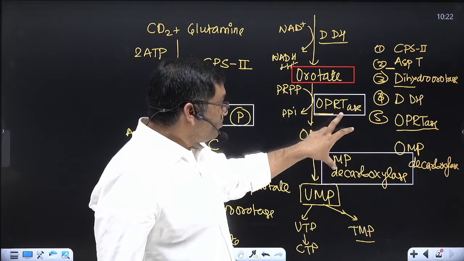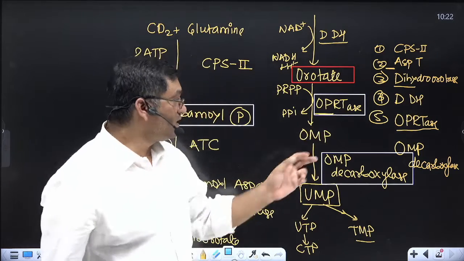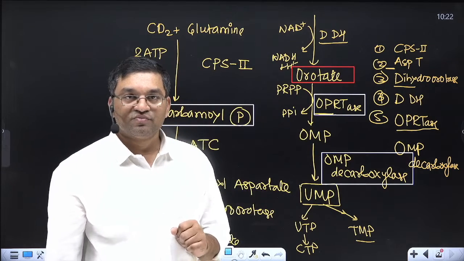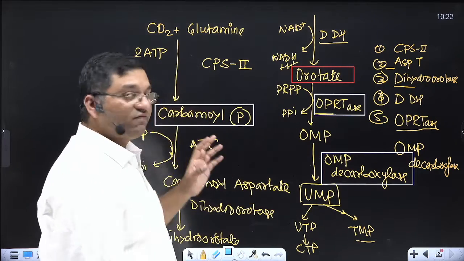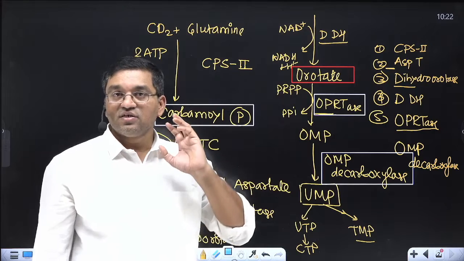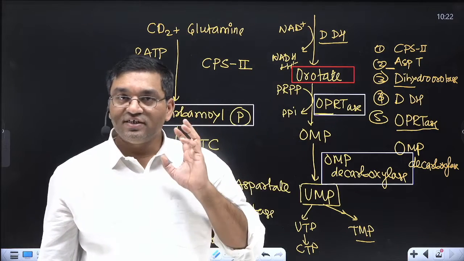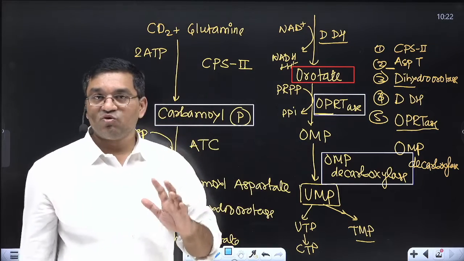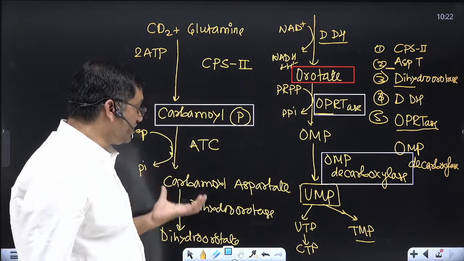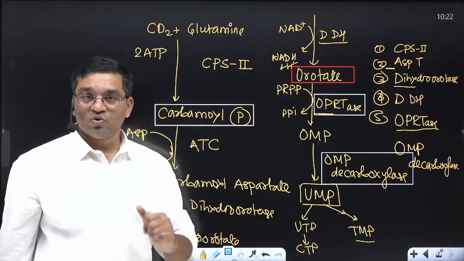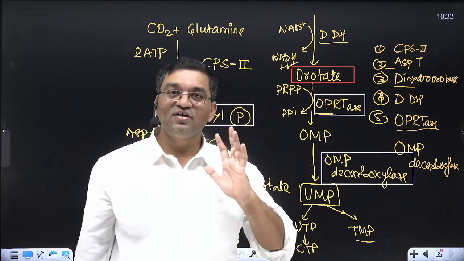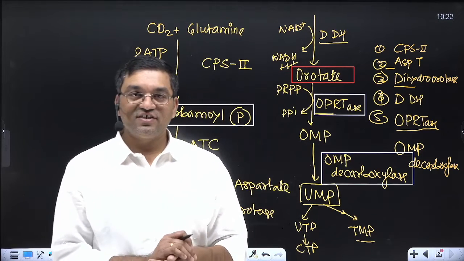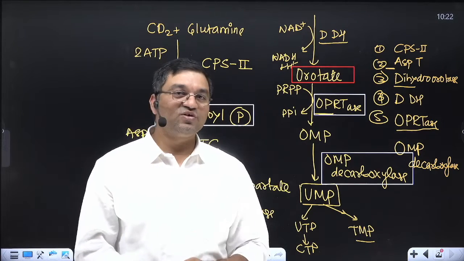And these are the two important causes of orotic aciduria: OPRtase and OMP decarboxylase deficiency. Got the point? Why is there orotic aciduria in type 2 urea cycle disorder? Because of ornithine transcarbamylase deficiency, carbamyl phosphate is diverted for the synthesis of orotate, and orotate excretion occurs in the urine. So this is the reason why orotic acid excretion occurs in urine in type 2 hyperammonemia.